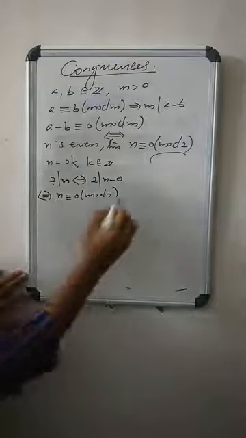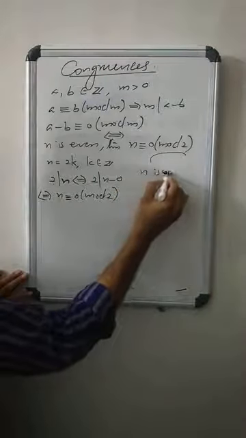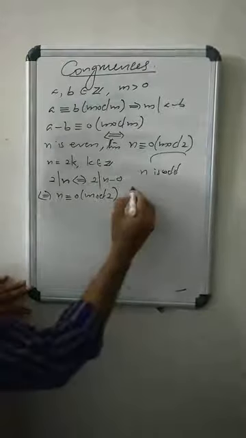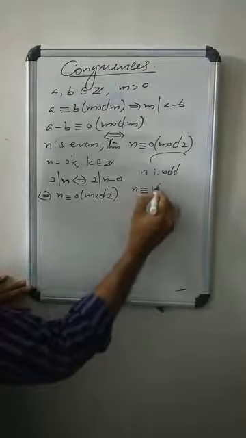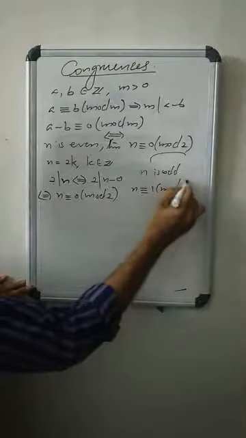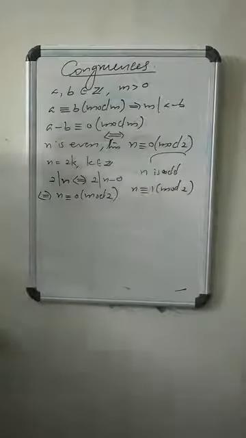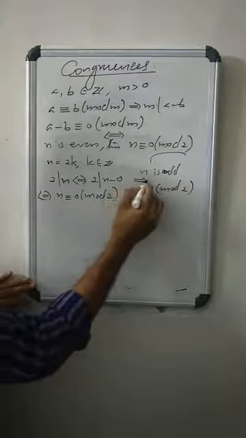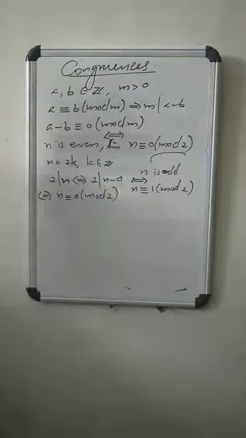Suppose n is odd, what happens? When n is odd, then n is congruent to 1 mod 2. How to prove? Again by the if and only if condition: n is odd if and only if n is congruent to 1 mod 2.